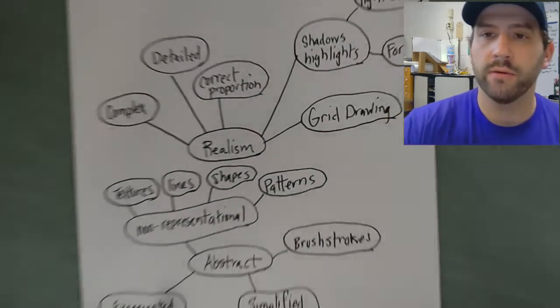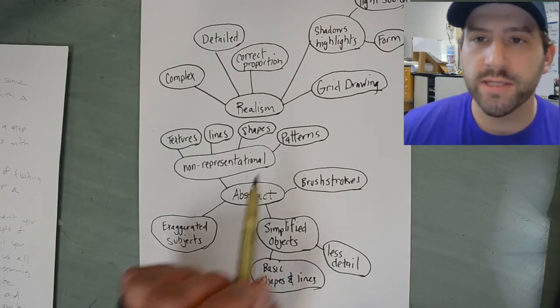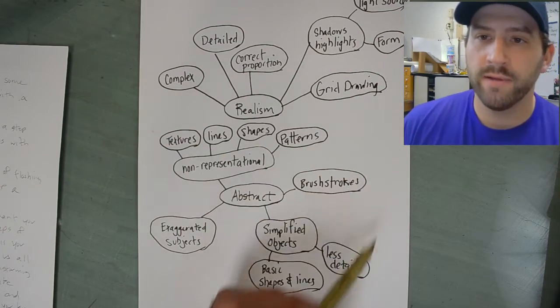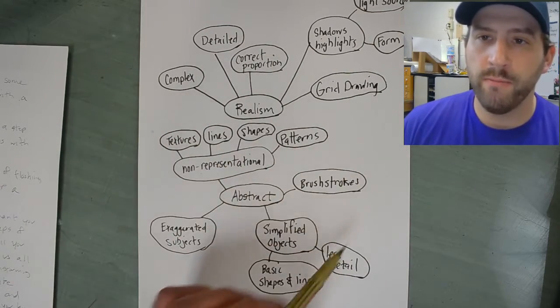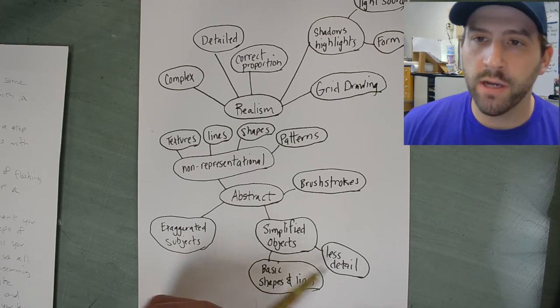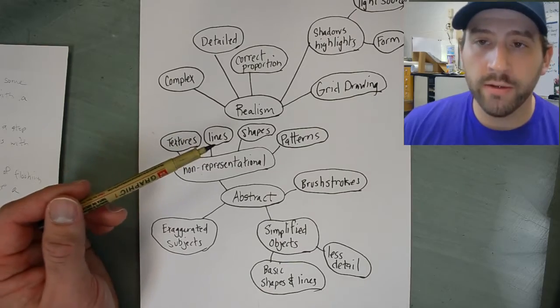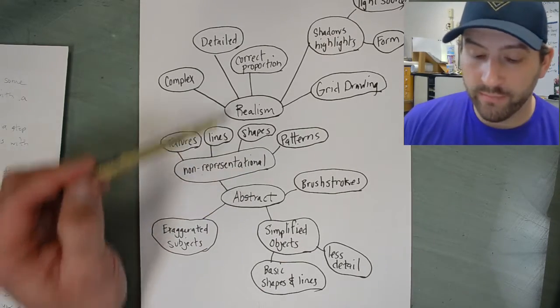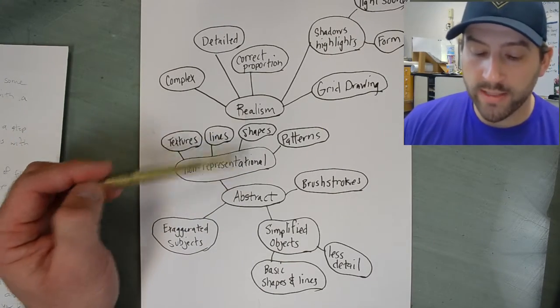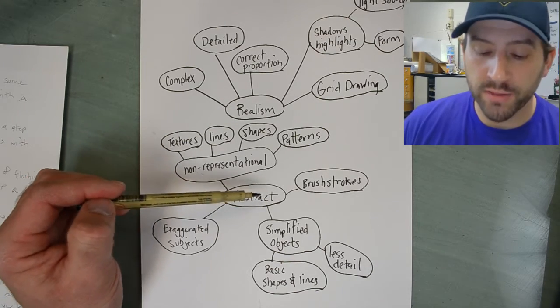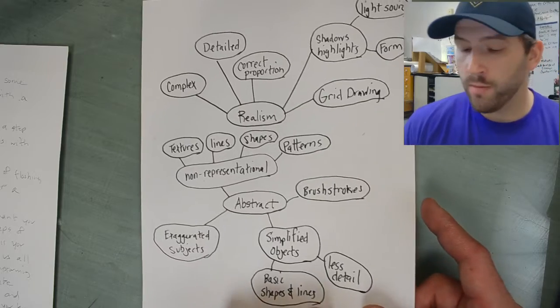If I zoom out, so I started with realism and abstract, and now I've got this gigantic web, this map of different concepts related to those ideas. I could make another mind map that explores ways that I can combine realism and abstraction. I'm going to create one more mind map for you, and it's related to one of your guys' ideas.